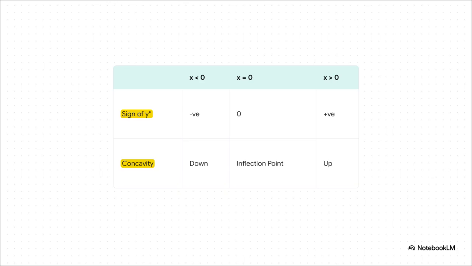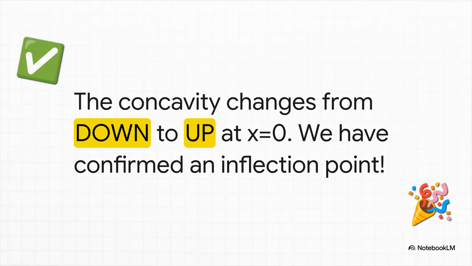So let's try plugging a negative number into y double prime equals 6x. Say -1. Well, we get a negative result, which means the curve is concave down there. Now let's try a positive number, like +1. We get a positive result, which means the curve is concave up. So because the concavity changes, it goes from down to up as we pass through x equals 0, we have officially met both conditions. We have confirmed it. There is a true inflection point right there.